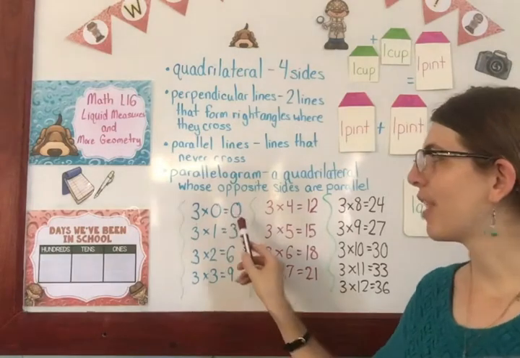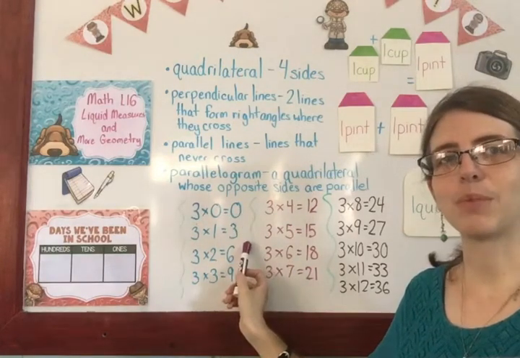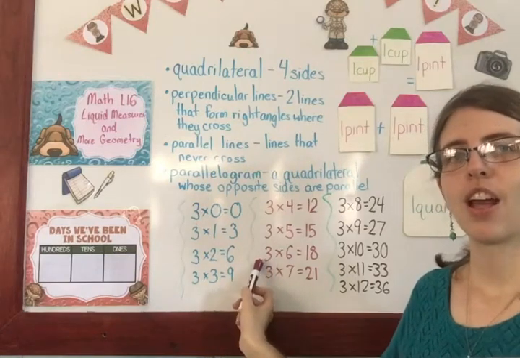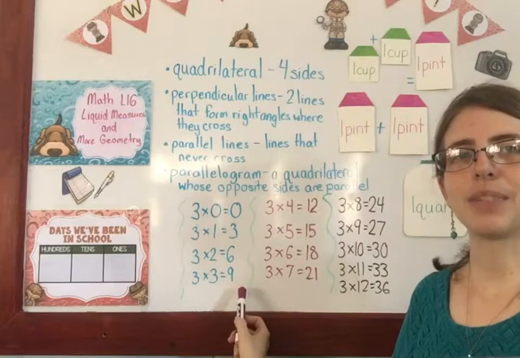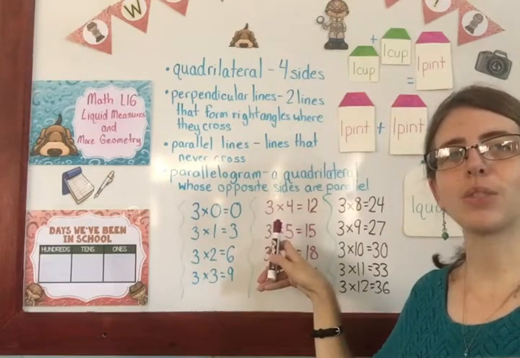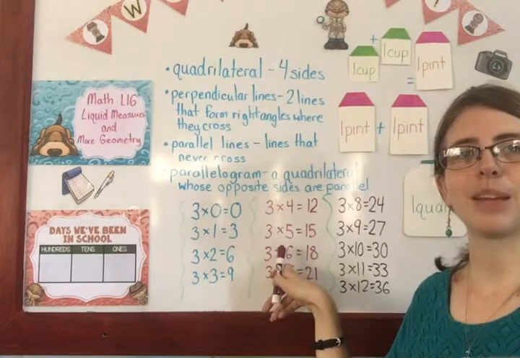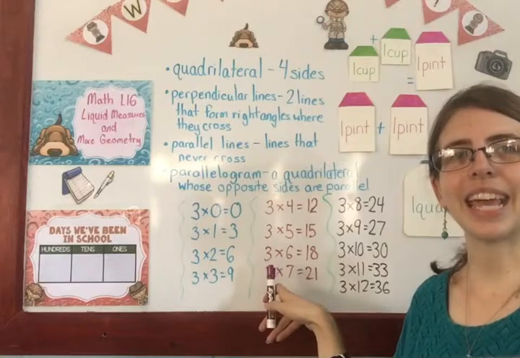So here we go. 3 times 0 equals 0. 3 times 1 equals 3. 3 times 2 equals 6. 3 times 3 equals 9. 3 times 4 equals 12. 3 times 5 equals 15. 3 times 6 equals 18.